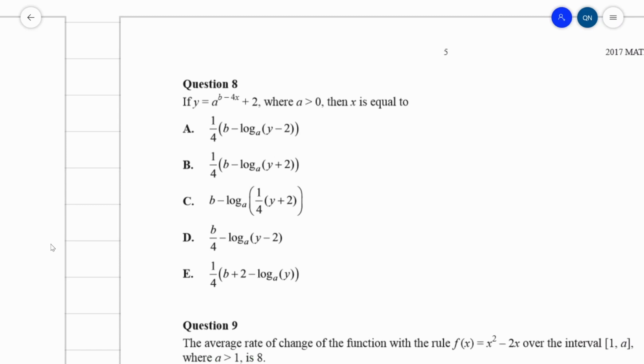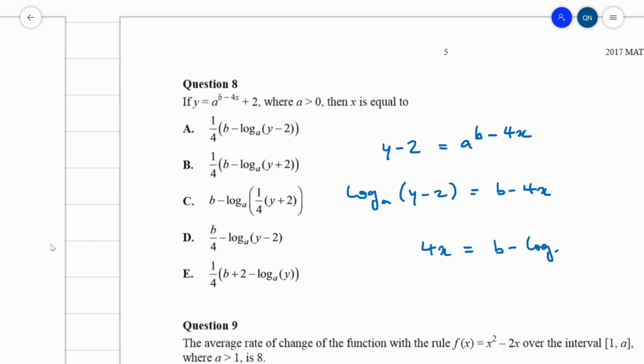So to do this by hand, we'll subtract 2 on both sides, and that's a to the b minus 4x. And we'll take the log base a on both sides. Log base a of y minus 2 is equal to b minus 4x. We'll bring the 4x over and then this logarithm over, and that gives us 4x equals b minus log a of y minus 2. And finally, we'll divide by 4. So that's going to give us 1/4 times b minus log a of y minus 2. And let's match answers. It looks like it's just going to be option A.